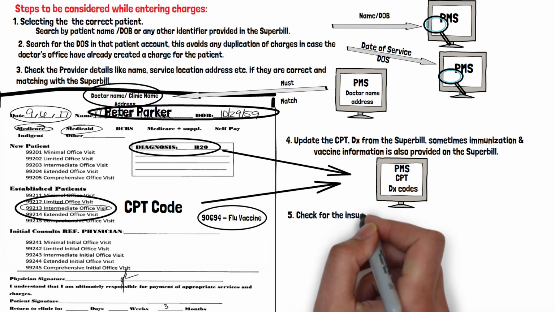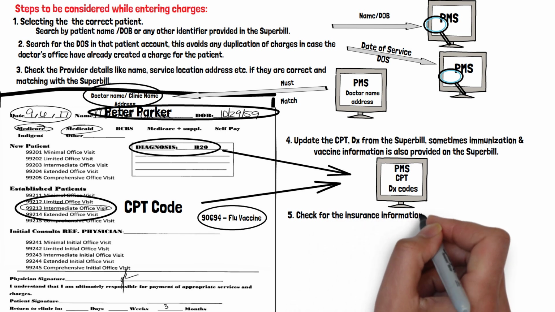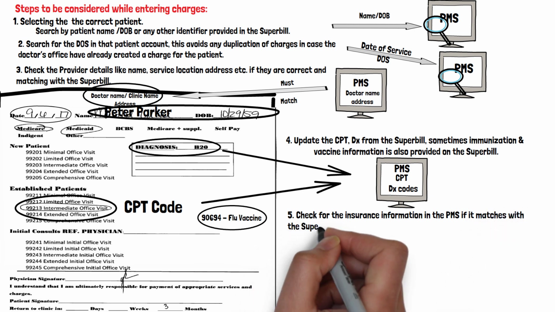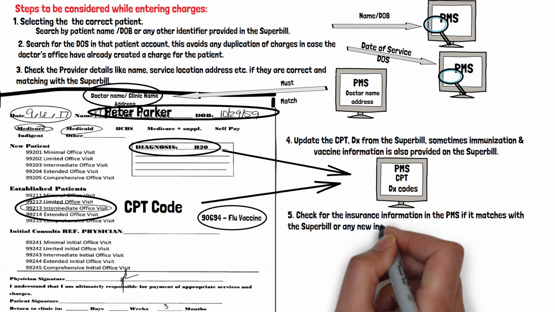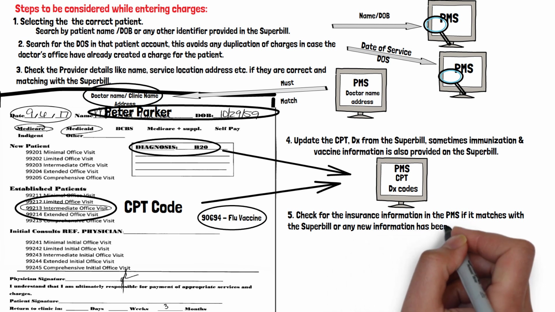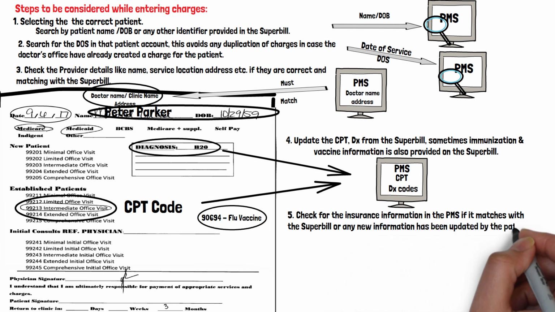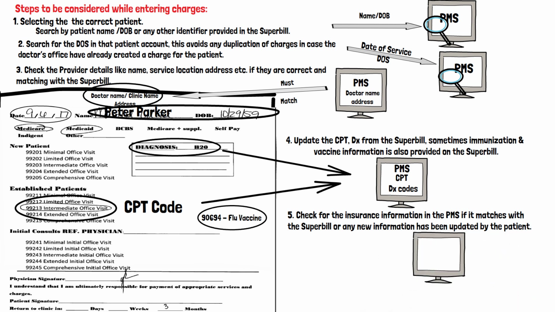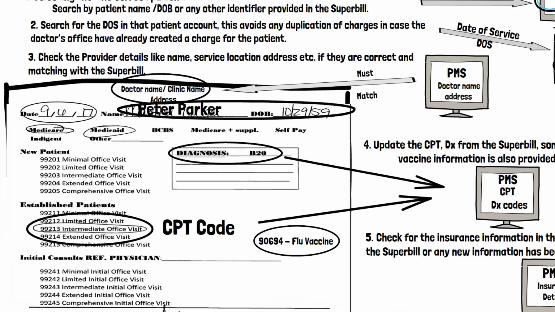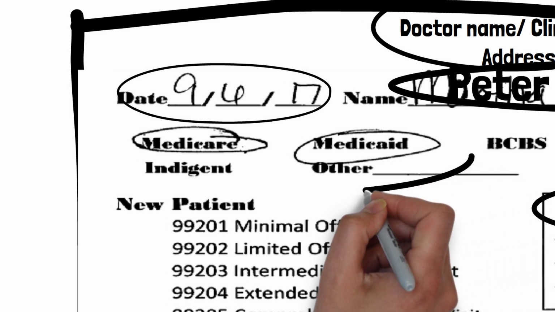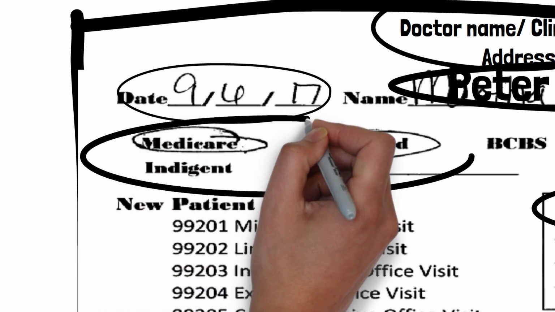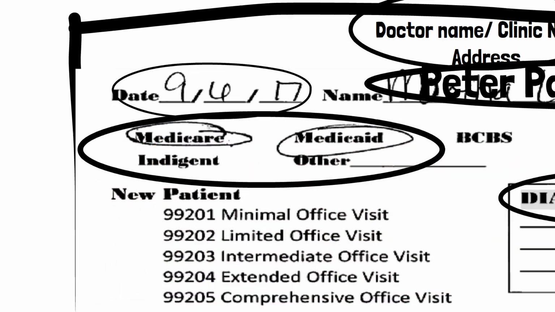Now the fifth step is to check the insurance information in the PMS, whether it is matching with the super bill or any changes have been made. Sometimes the patient may have switched to another insurance company, in which case the patient will update the new insurance details at the time of visit. As you can see here, the patient has primary insurance with Medicare and secondary insurance with Medicaid.